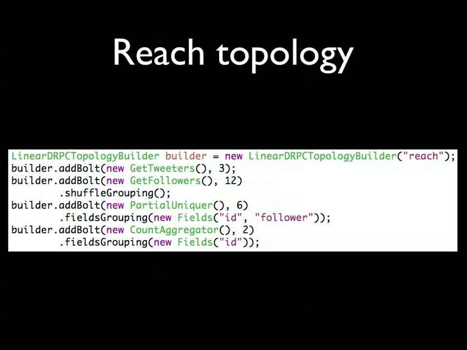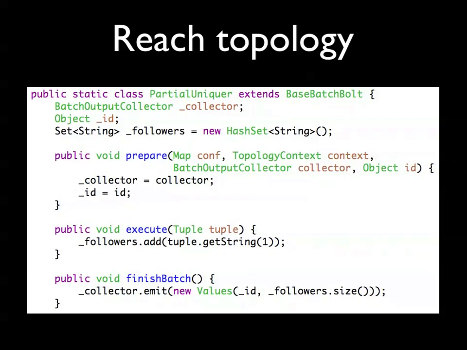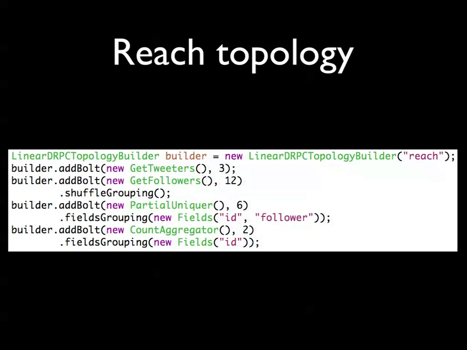To define reach, you say add bolt getTweeters, add bolt getFollowers, which does a shuffle grouping, add bolt partialUniquer, which does a fields grouping on the ID and follower, and then countAggregator, which does a fields grouping on the ID. Doing a fields grouping on the ID is the same as doing a global grouping just for that request. Okay, so the implementation of getTweeters and getFollowers is really straightforward.